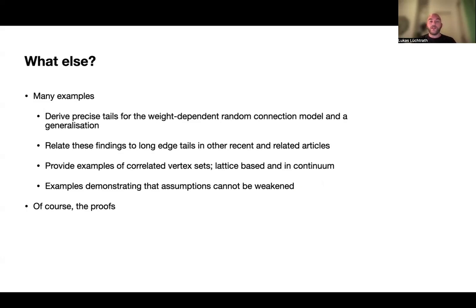And then we provide examples of how you could choose a more correlated vertex set than, let's say, a Poisson point process, based on lattices or all in the continuum, both as possible, and give examples for that, and also how to control the correlations there and prove the required mixing. And then we give some examples demonstrating that the assumptions cannot be weakened, so that we really need these uniform assumptions on the mixing and the long edges probability. And then finally, of course, there are proofs.